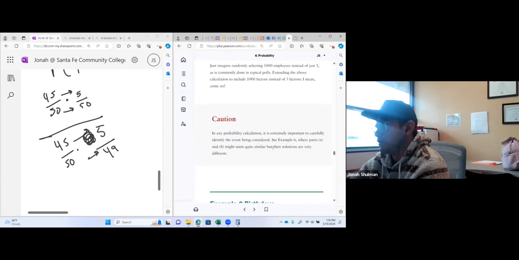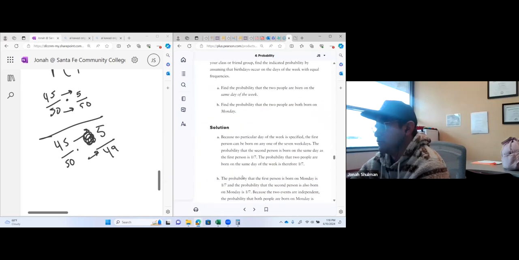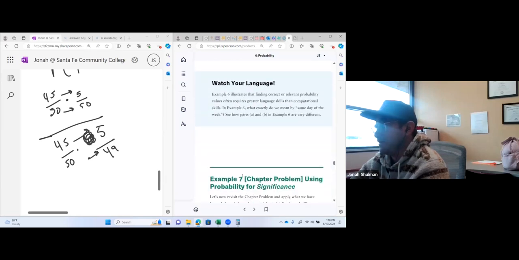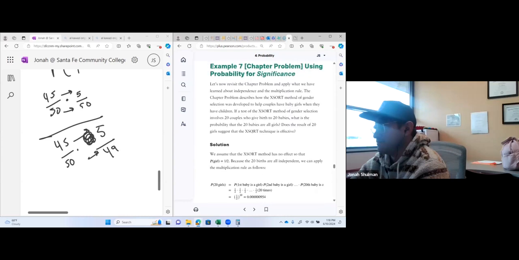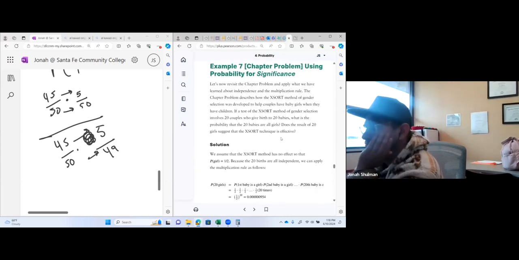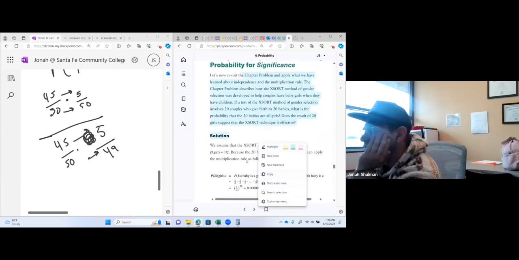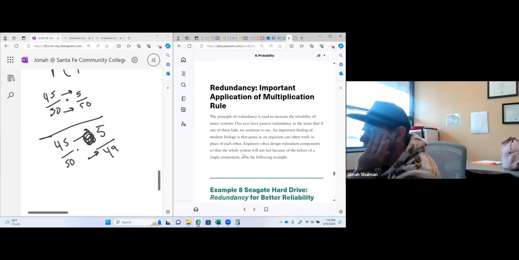All right, let's see what else we got here. Birthdays. Okay, now these are just examples. Let's now revisit the chapter problem using XOR 20 babies. All right. There's got to be something new here.